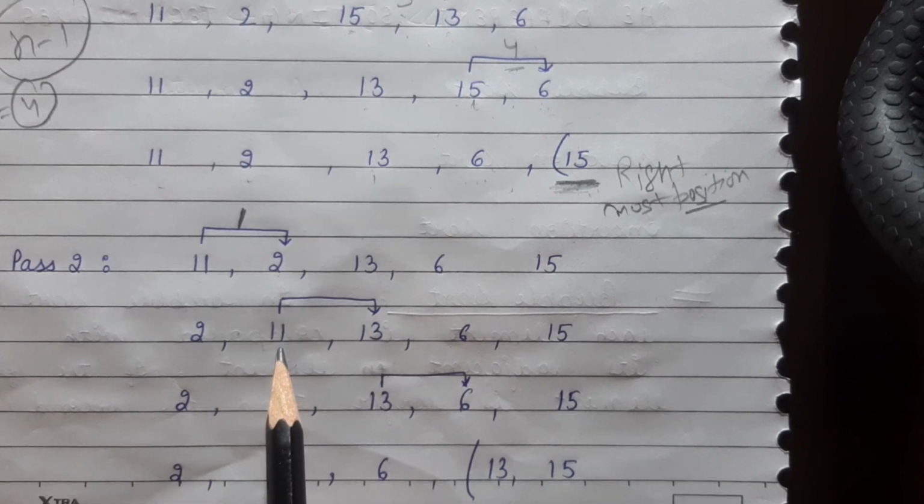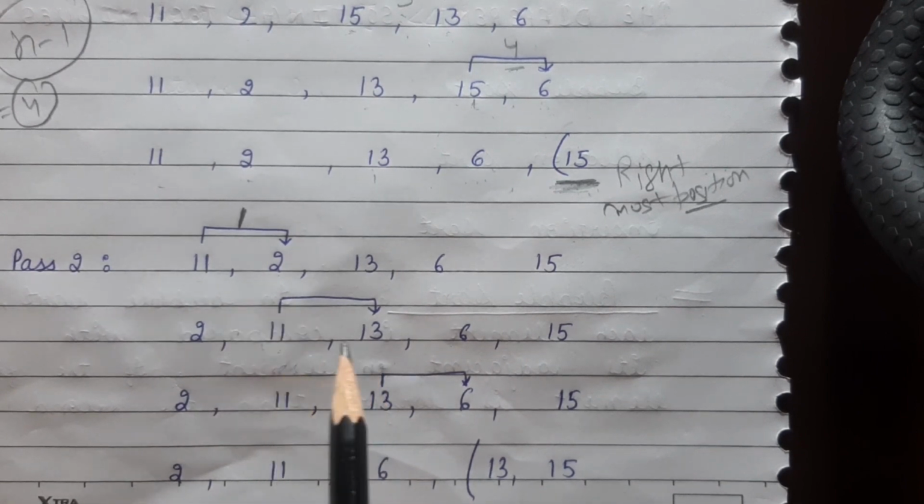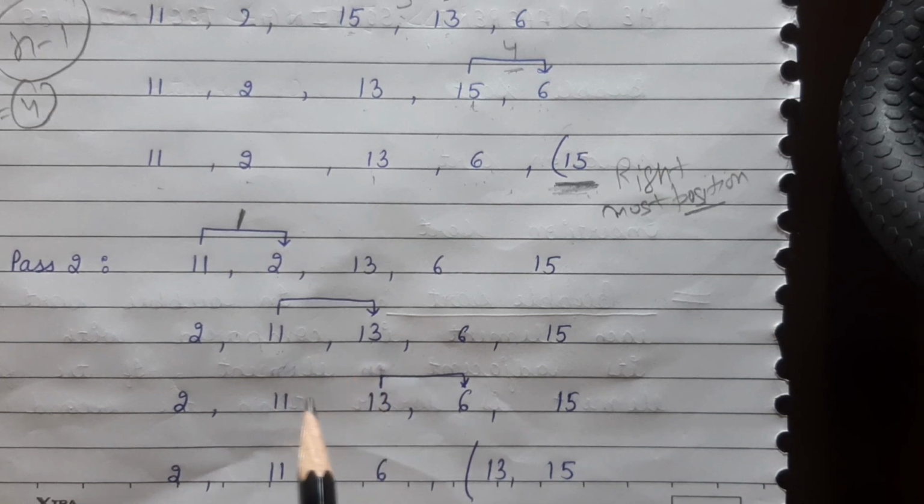Now we compare 11 with 13. Now we compare second element with the third element. Now 11 is greater than 13? No. So elements are not swapped. So 2, 11, 13, 6 and 15 we write as such.